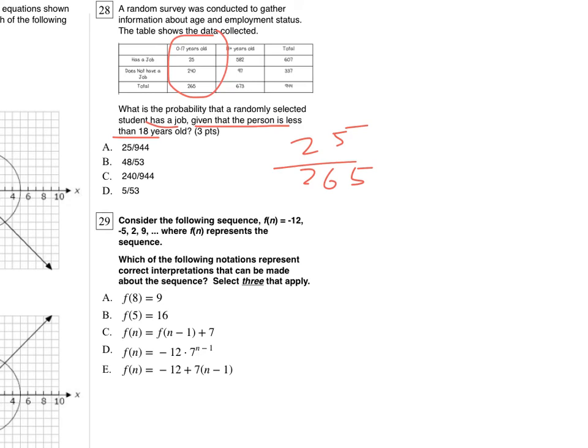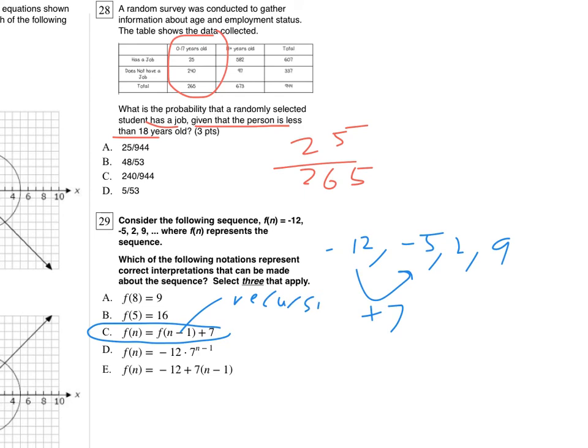Okay, next up here, we got this sequence on number 29. They listed out the terms as negative 12, negative 5, 2, and 9. So it looks like we're just adding 7 every time. And I first noticed that this is C here, f of n minus 1. That's saying this is like the recursive form, saying it's plus 7.